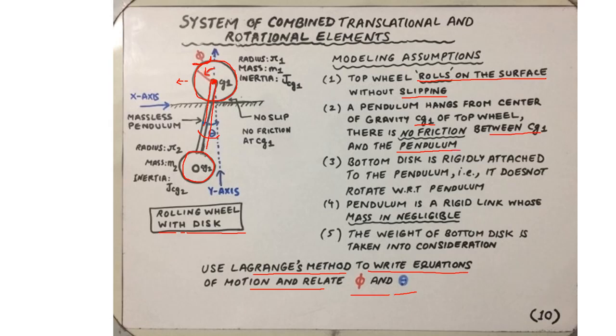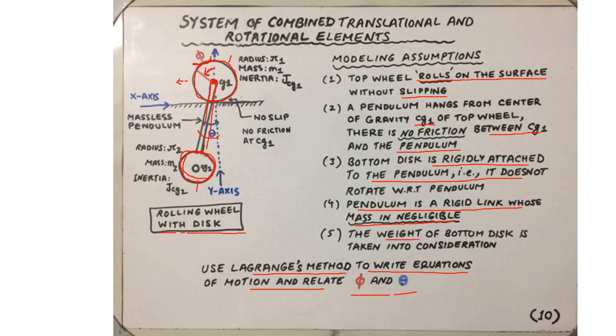The third assumption is that the bottom disc is rigidly attached to the pendulum. That is, it is not going to rotate with respect to the pendulum. And the pendulum is a rigid link whose mass is negligible. So the only massive parts are the top wheel and the bottom disc. The mass of the pendulum is negligible.